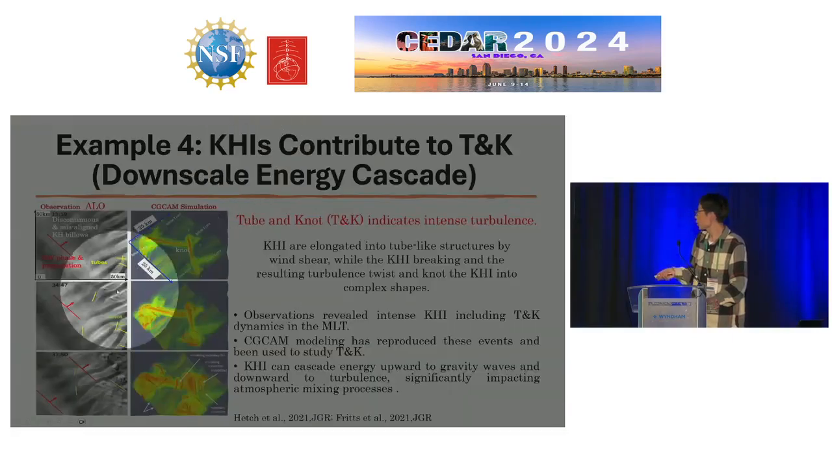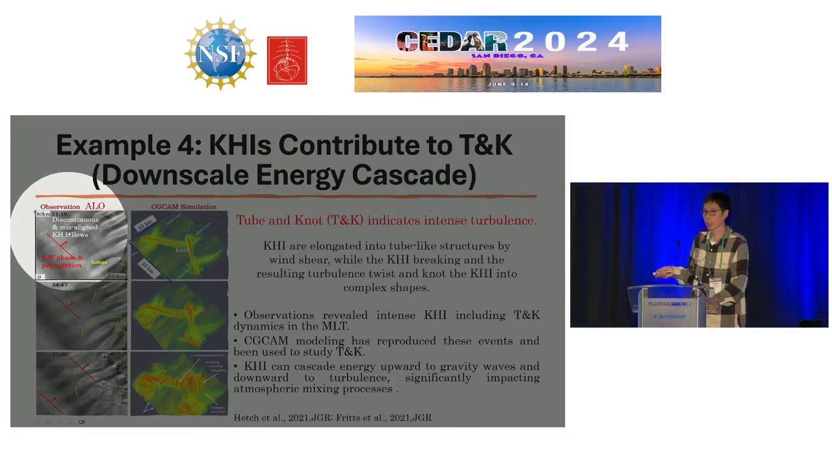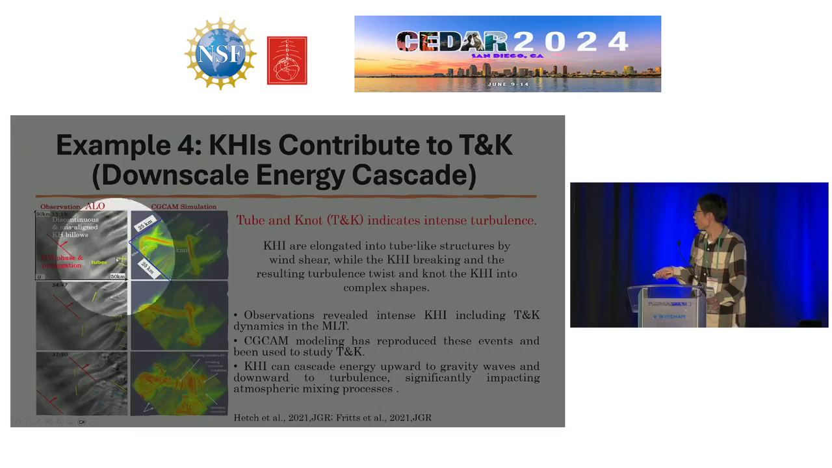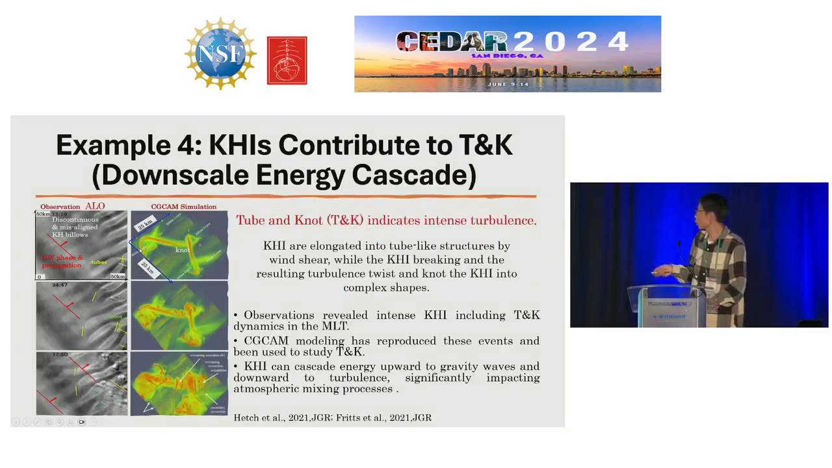This is the observation result from the airglow images from James Heck, and this is the modeling result from David's phase. So we can see there is this node. We can see a node from the airglow images, and we use CEDAR can produce all these results. So we want to use these two cases to say that KHI is an important source for gravity waves, and it can also contribute to the turbulence.